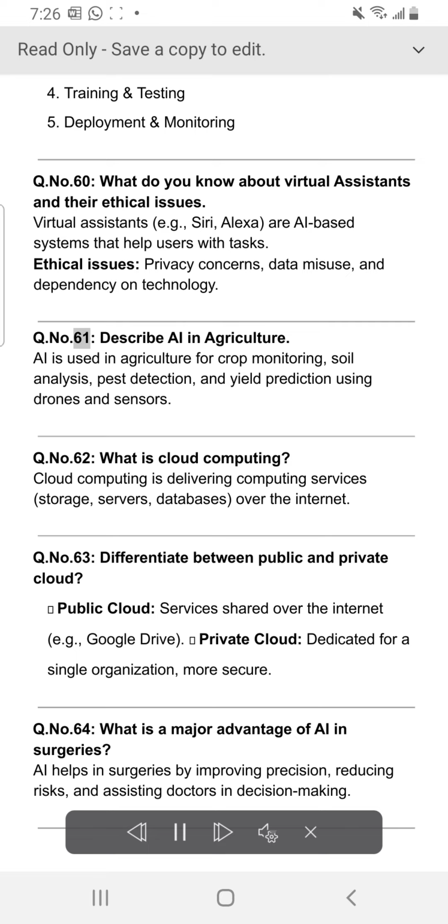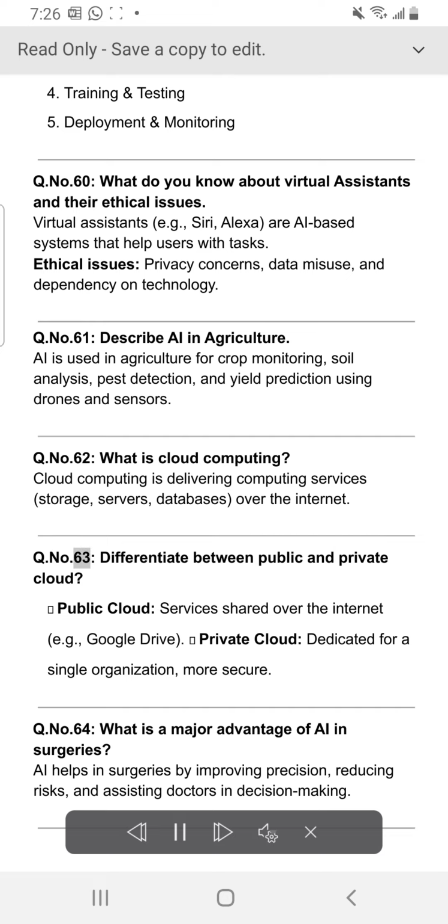Q. Number 61. Describe AI in agriculture. AI is used in agriculture for crop monitoring, soil analysis, pest detection, and yield prediction using drones and sensors. Q. Number 62. What is cloud computing? Cloud computing is delivering computing services, storage, servers, databases over the internet.